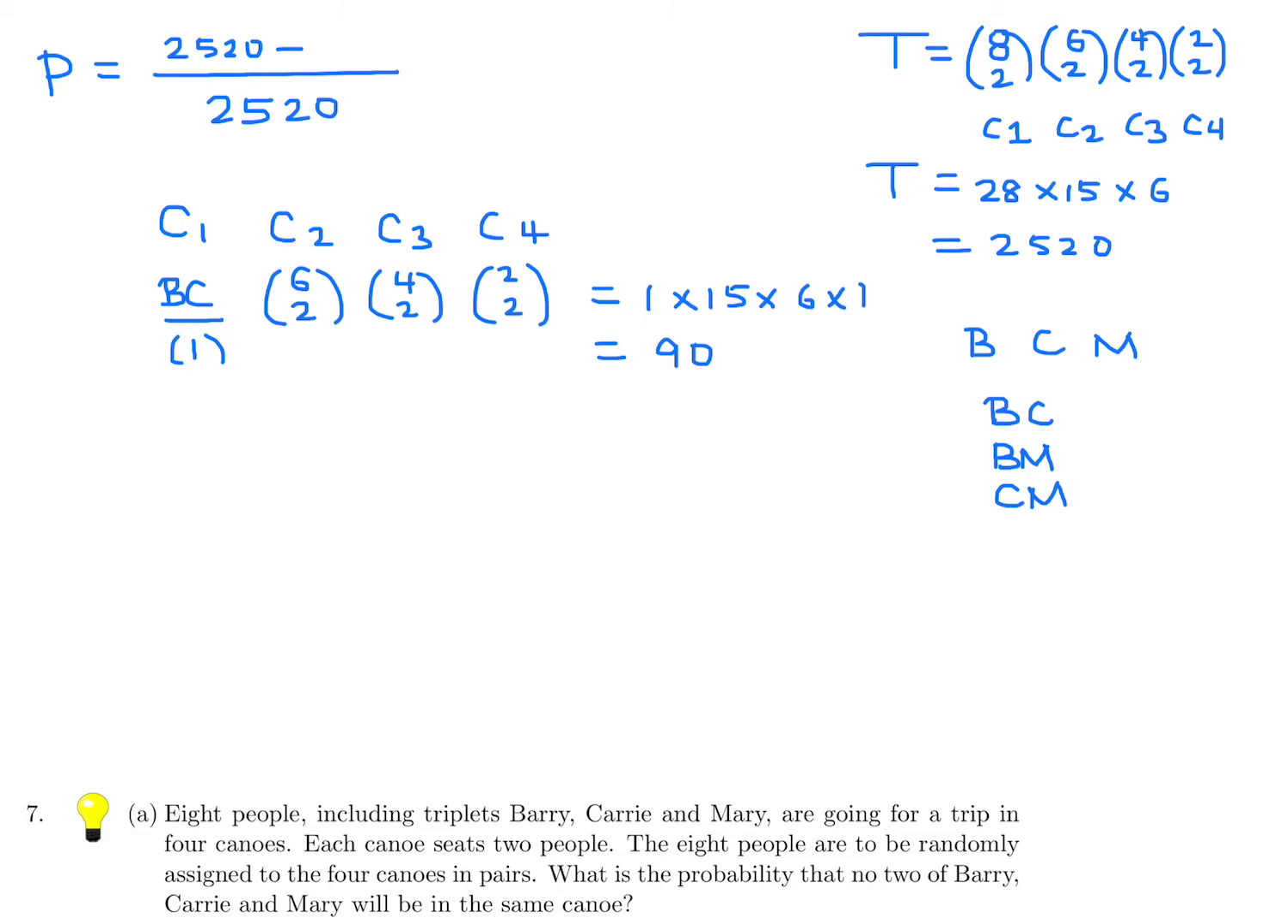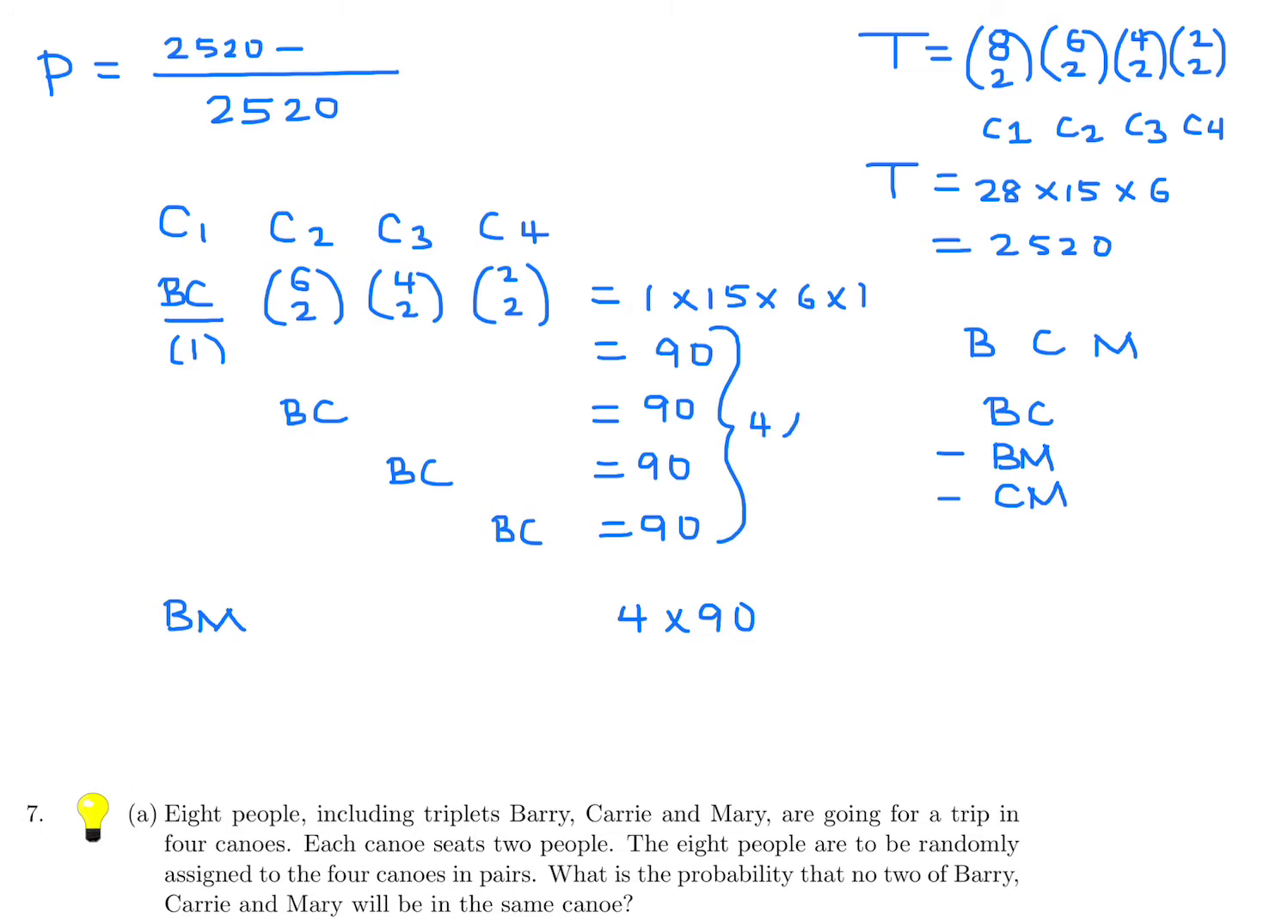Now, BC can also be in canoe 2. It could also be in canoe 3, or it could be in canoe 4. And for each of those, in the exact same way, you would get 90 different combinations. But we now also take into consideration BM and CM. BM and CM would be the same story. So BM would also give you 4 of those 90s, just like how I got 4 90s here, 4 times 90. And CM would also give you 4 times 90.